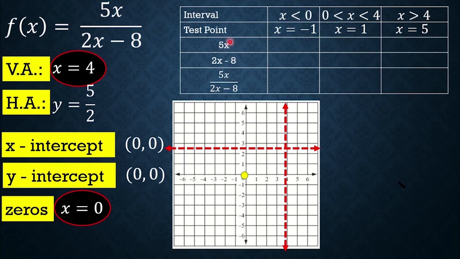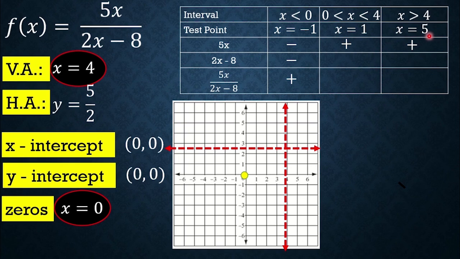So you have to substitute the given test point on the given function. So -1 of 5x times -1. So ilalagay lang natin yung sign na lang yung ilalagay. So next is negative times negative is positive. Next is x is equal to 1. So substitute 5x. So it becomes positive. And then next is 2x minus 8. So since yung x is equal to 1 is positive, since lahat na lang sila is positive, so x is equals to 5 is also positive.